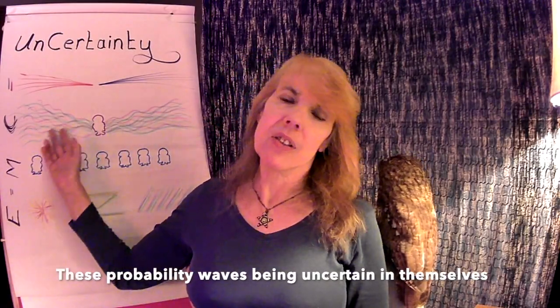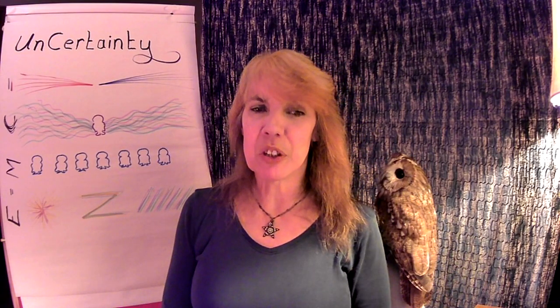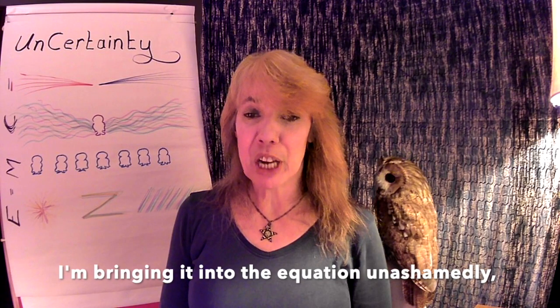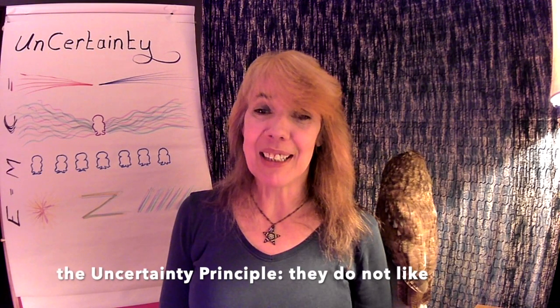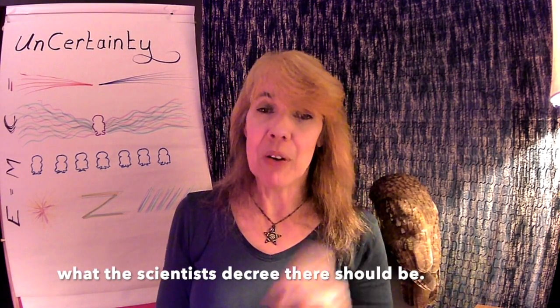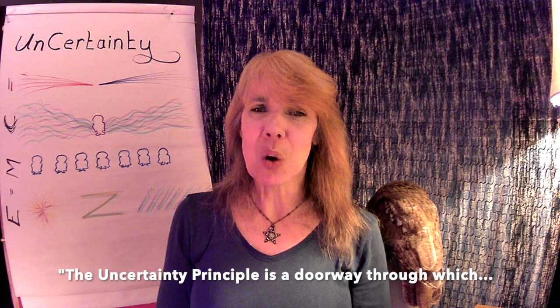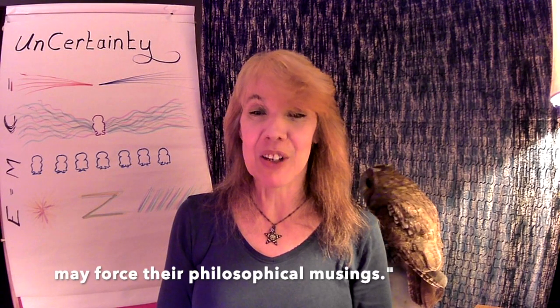But the probability waves, being uncertain in themselves, give rise to another feature of nature which I think is really important to bring into the equation. And I'm bringing it into the equation quite unashamedly, this other feature of nature, despite the fact that Professor Brian Cox and his friend Jeff Forshaw do not like anyone trampling on the uncertainty principle, and they don't like anybody coming in and saying that there could be any more to it than what the scientists decree there should be. Well, he actually wrote in his book, co-authored with Jeff Forshaw, that the uncertainty principle is a doorway through which all kinds of charlatans and purveyors of tripe may force their philosophical musings.